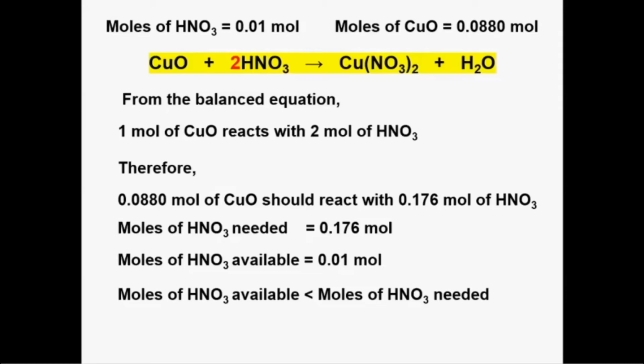So what does this mean to you? Yes, this means nitric acid is not enough to react with 0.088 moles of copper 2 oxide. So what can we say about this nitric acid? Yes, nitric acid is the limiting reactant. Or we can say that copper 2 oxide is the excess reactant.